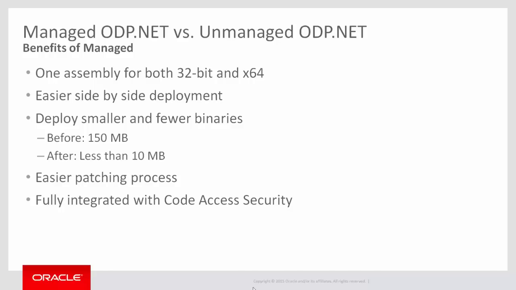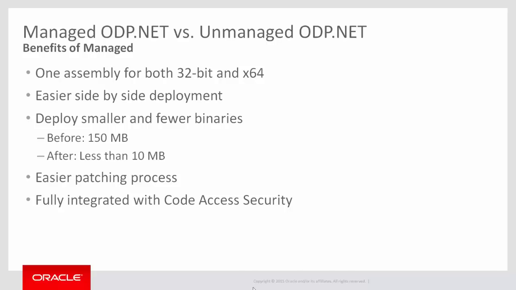You don't need to go through necessarily the OPatch process and apply the patch on top of the Oracle client, which will replace some of the files for the patching. So it becomes a much simpler process because you can just copy it in place. If you need to do any configuration, you can, but patching can be as simple as just a copy. And of course, being a fully .NET managed assembly, it can integrate with code access security completely.